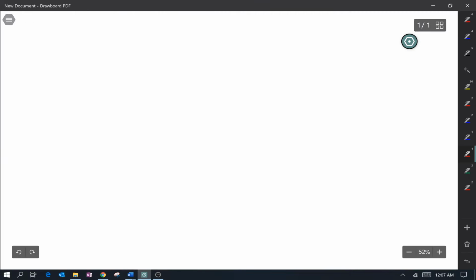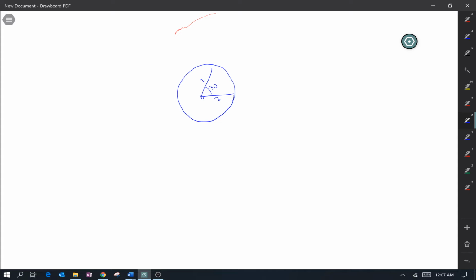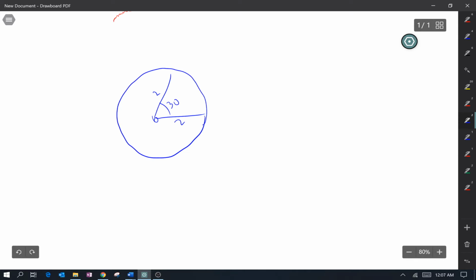Okay, so if I have this arc, I do not know why it's drawing. It is drawing really poorly today. All right, so I have this circle, and let's say this is, oh, I don't know, 30 degrees. And the radius is 2. That's a really bad circle. Let's see if I can make a better circle. All right, I'm going to zoom in here a little bit.